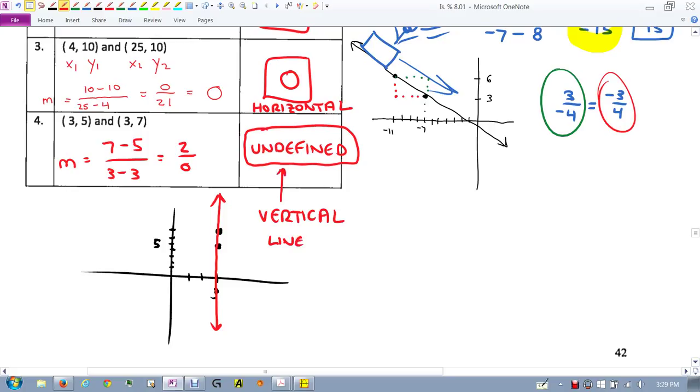So in summary, if your slope is positive, you're going up, right? Like a roller coaster. If your slope is negative, you're going down. If your slope is 0, you're horizontal. And if your slope is undefined, you are vertical. And that takes care of all the different scenarios that we could have with lines on a sheet of paper.